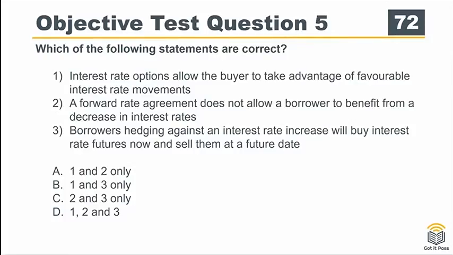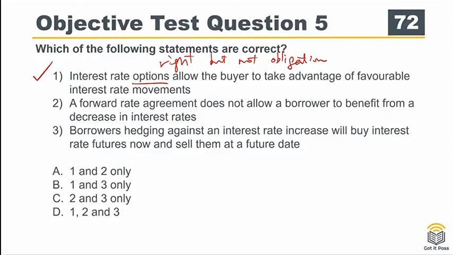Let's look at these questions, which statements are correct here. Interest rate options allow the buyer to take advantage of favorable interest rate movements. Is it correct? Yes, an option is a right but not an obligation. So in other words, the buyer can take advantage or just leave it if it is not an advantage to him or her. What he does is just pay the option premium to take advantage of any favorable interest rate movement. So it's correct.